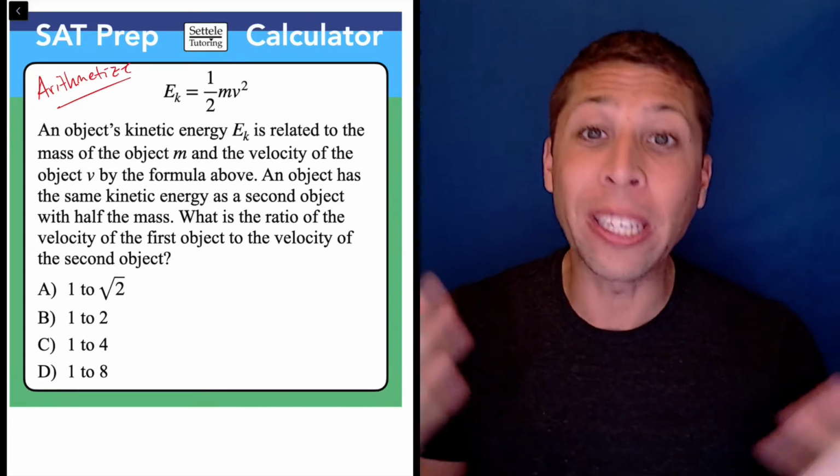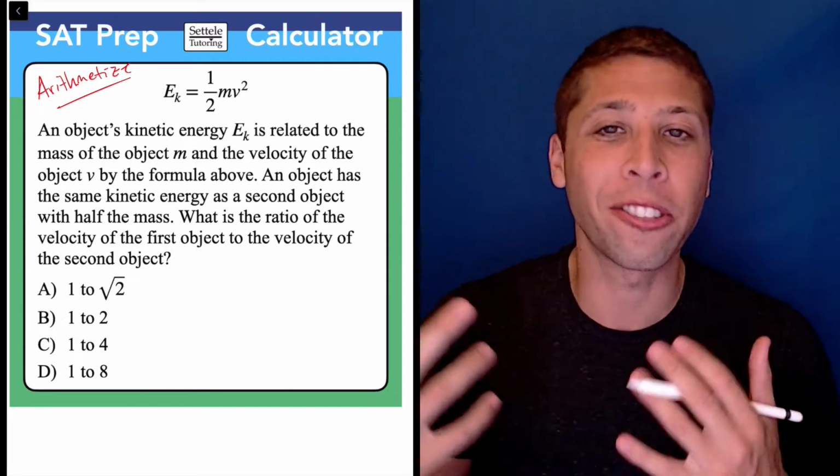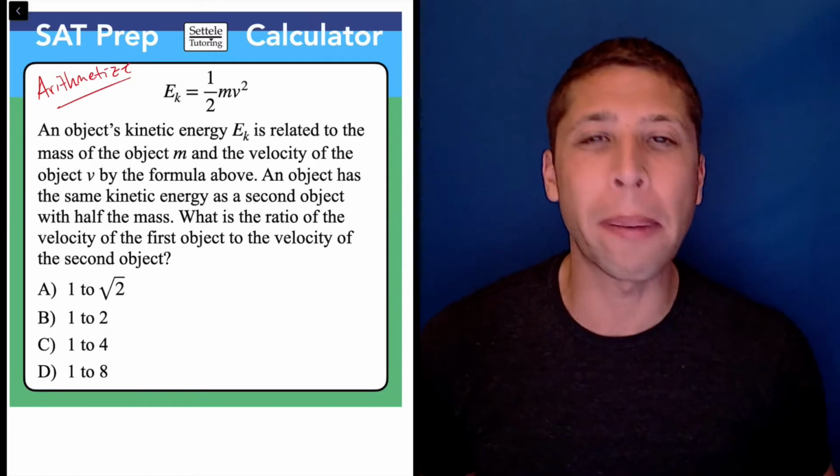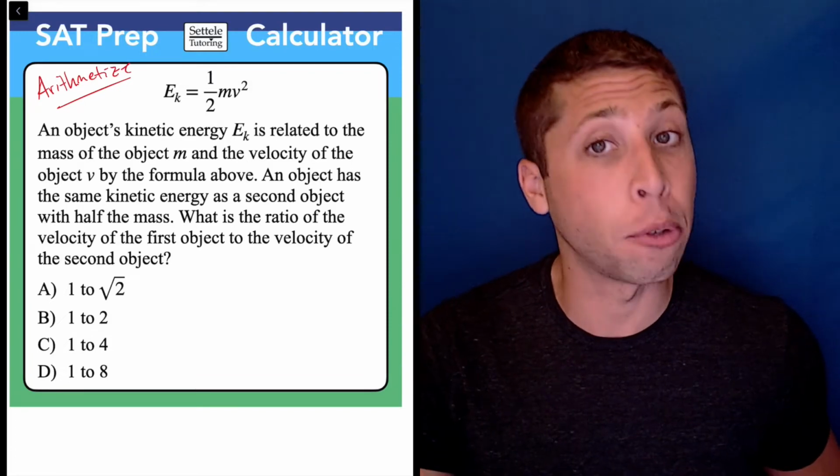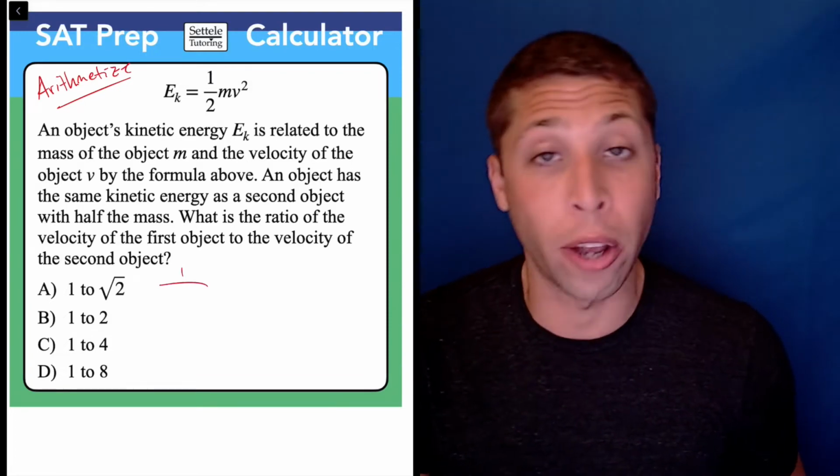Math is much easier if we can see a number increase or decrease, and so we want to have real numbers. Don't just think about this abstractly. So when we do this, because there are two different objects, we've got to keep track of everything. Let's start with object 1. What do we know about it?